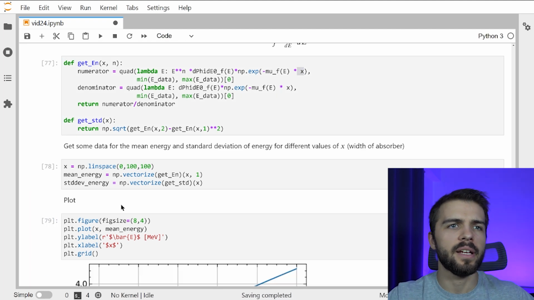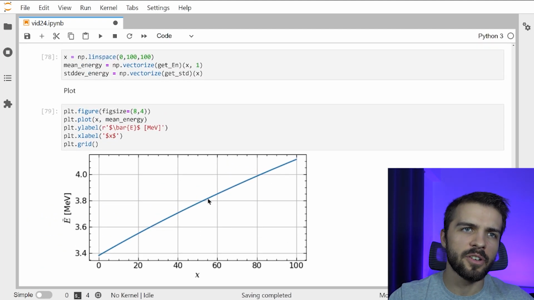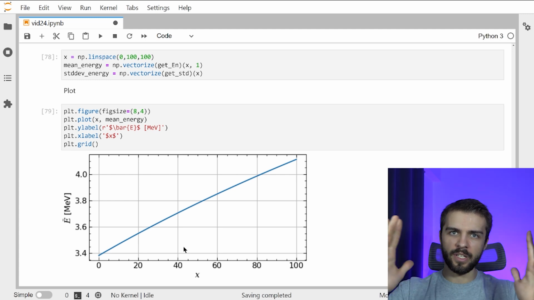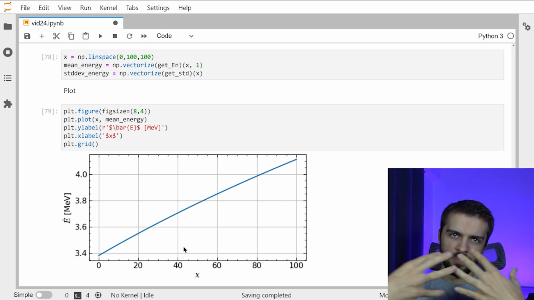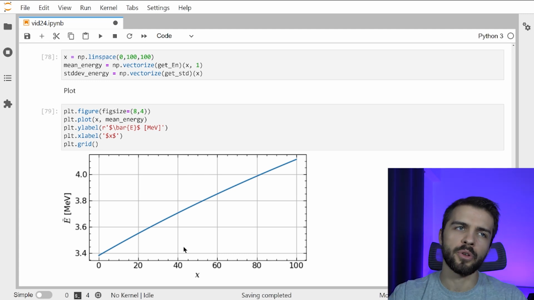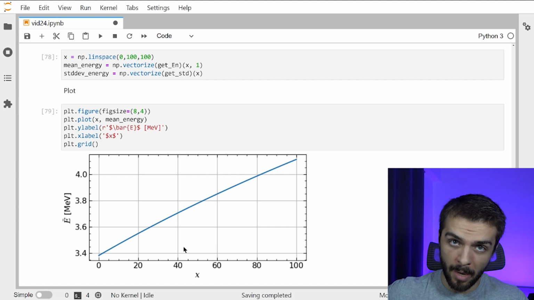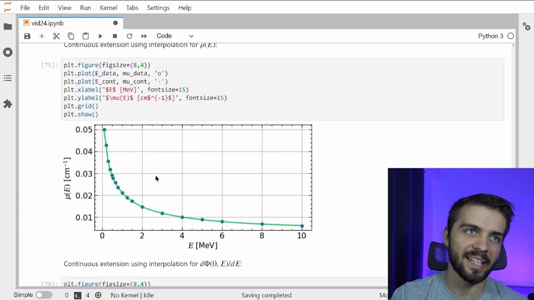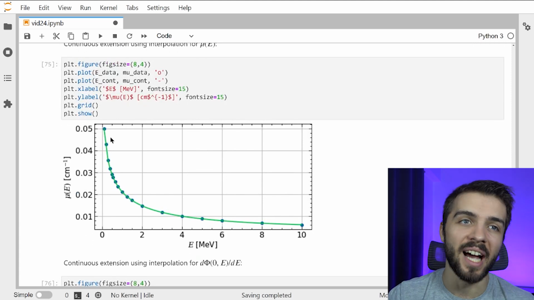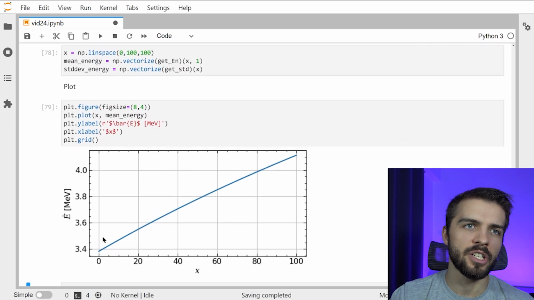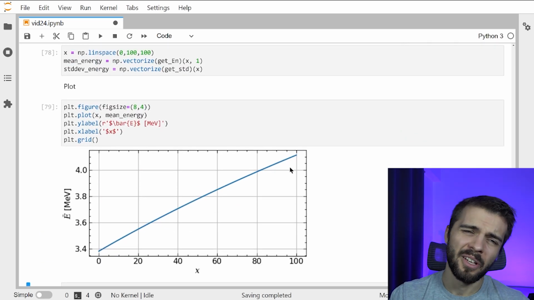Now I can plot it here, and you can see that this is the mean of the energies. It almost looks linear, but it's not quite. And it says that the larger the material is, as I increase it more and more, low energy photons get stopped in the material. The high energy ones keep going through, and of course the average energy of the ones that come out is going to be higher since the lower energy ones get stopped in the material. And again, that's because the attenuation coefficient is higher for smaller energies. So this is the mean of the energies, and it gets higher and higher, not quite linear.